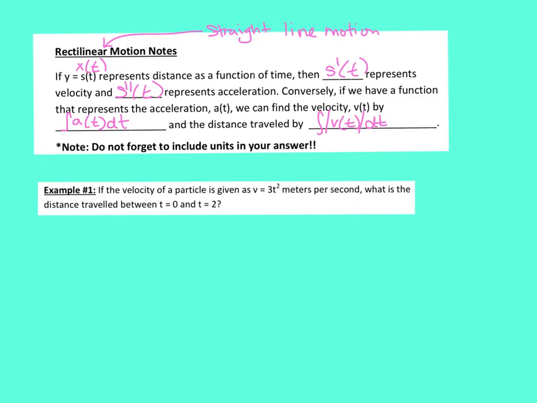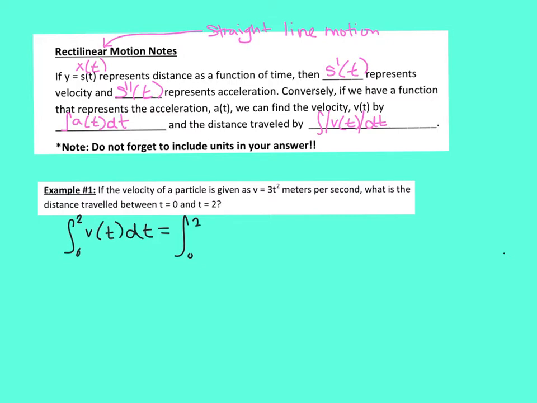So for my first example, I know the velocity of a particle is given as 3t squared meters per second. We want to know the distance traveled between t equals 0 and t equals 2. You're welcome to pause the video and try this on your own, by the way. So for this one, we're just going to take the integral of v of t. And again, I did have absolute value bars in the equation up there. That will come into play when we have things that go negative.